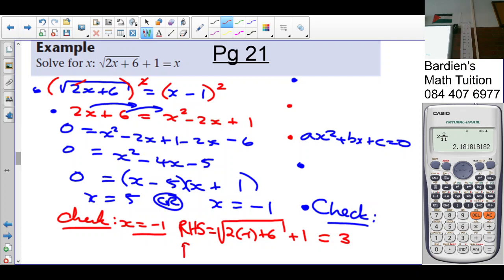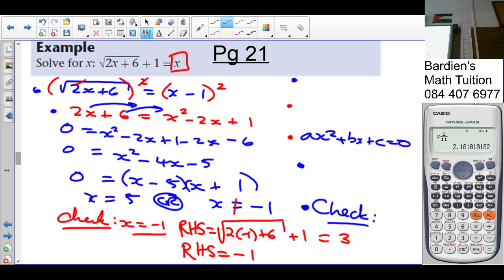Let's look at the right hand side. What's the value of the right hand side? The right hand side contains the x only. So the right hand side will be equal to what? Negative 1. Is the left hand side equal to the right hand side? No. So this in actual fact is not a solution. Can you see that, people? And why is that the case?